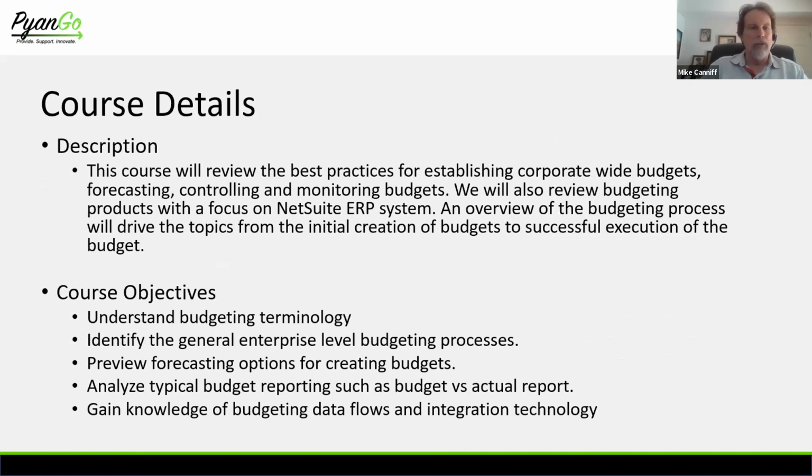As Marsh showed earlier, these are the course details and objectives. With any, I think, technology or business process, there comes a so-called hidden language, right? And we're going to talk about some of the terminology today, terms like commitments or encumbrances, right? And so some of you may or may not know about those. So we'll dive into that as we go through the presentation.